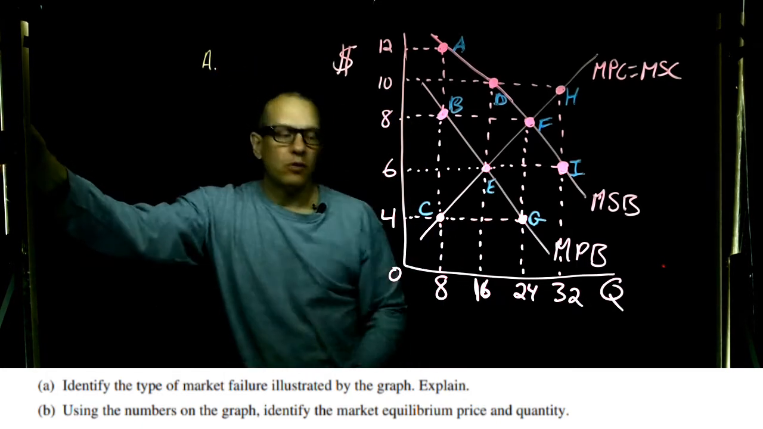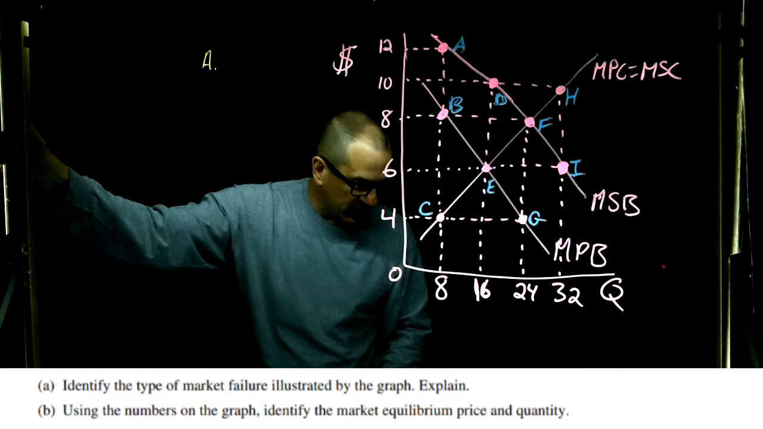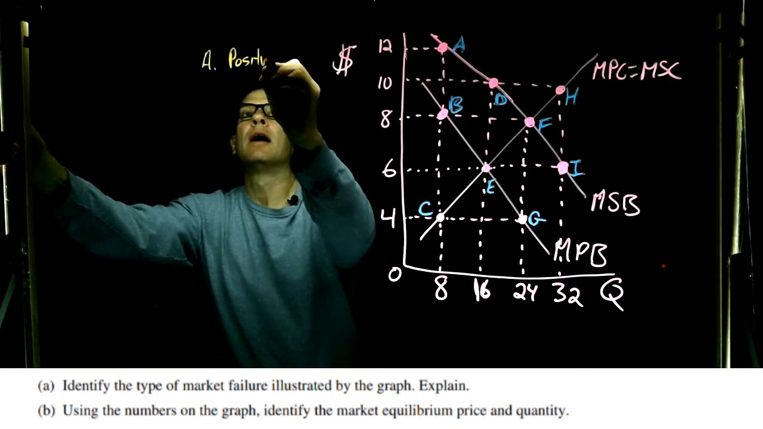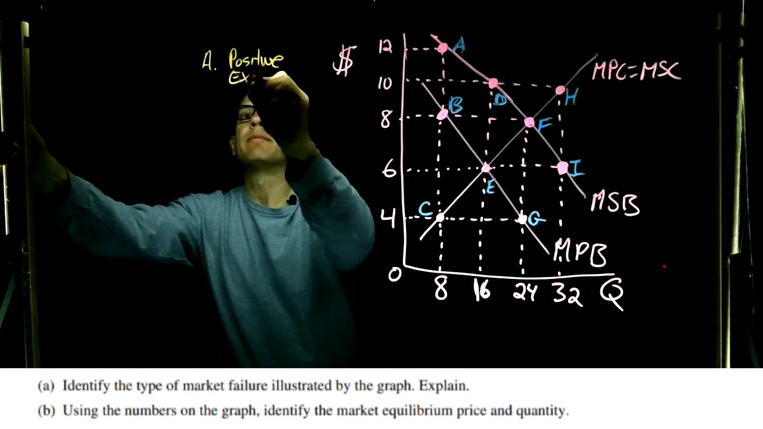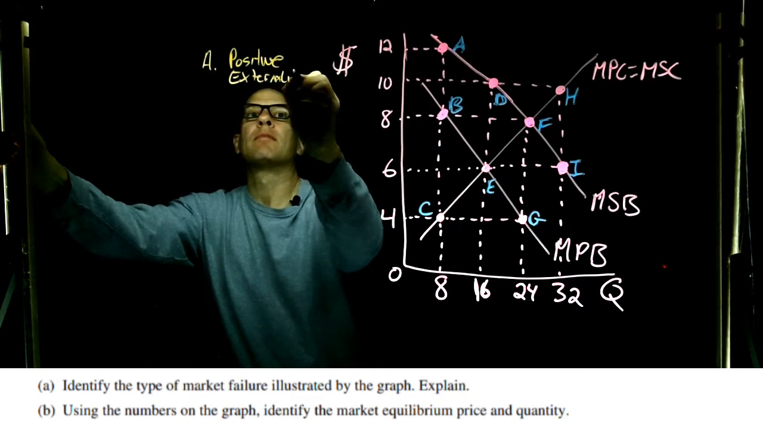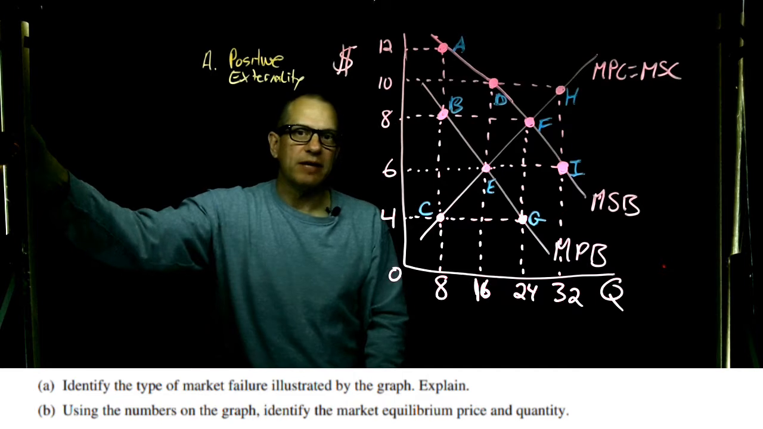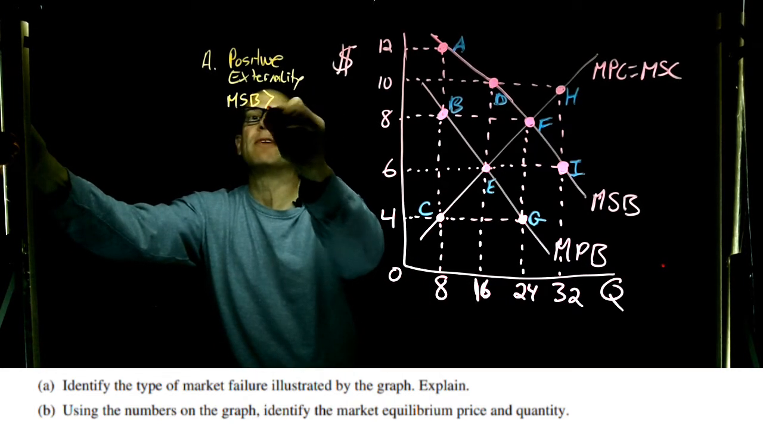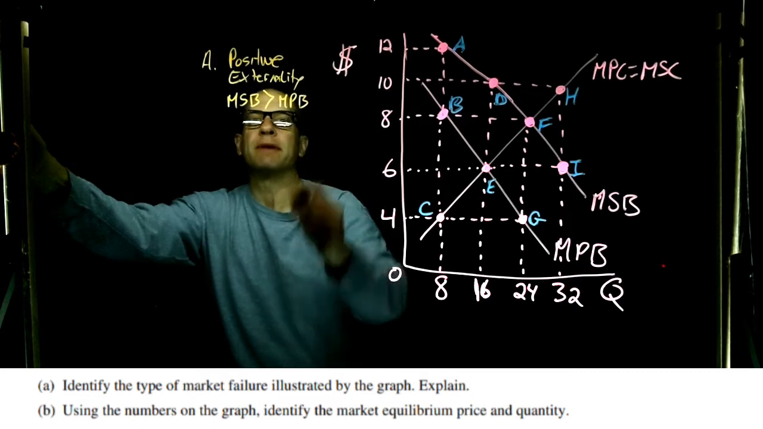identify the type of market failure illustrated by the graph. We want to see in this question, what's the market failure? Well, there's a positive externality taking place here. And the reason we can see this is because we notice that the marginal social benefit is greater than the marginal private benefit.